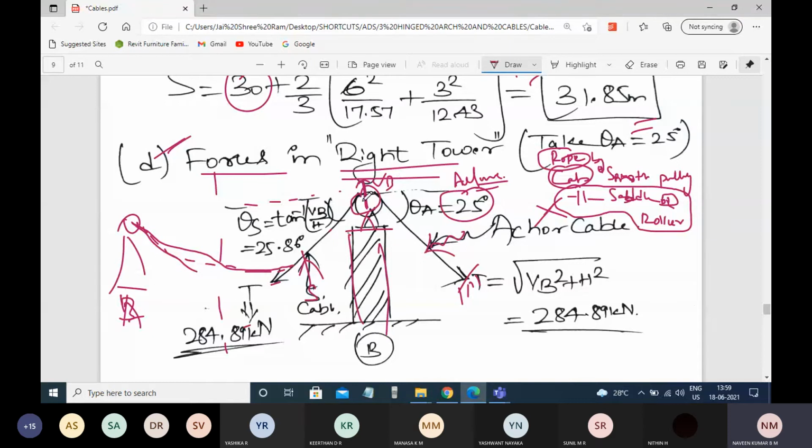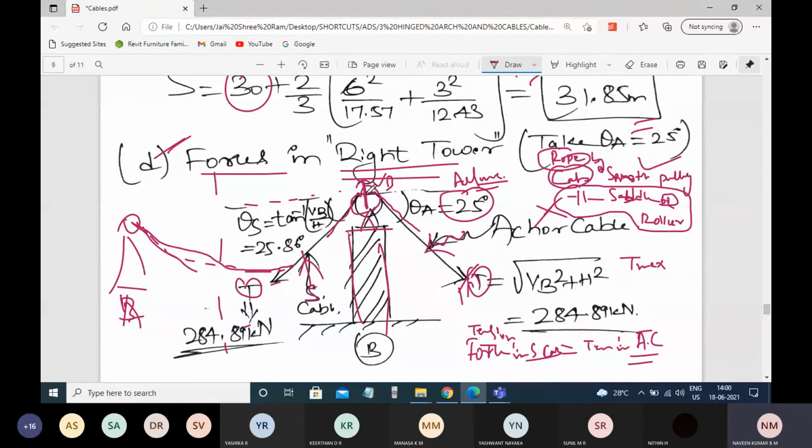Similarly, as we mentioned, in case of a smooth pulley, the force in the suspension cable and the force in the anchor cable remain the same. That is the tension force. Tension in the suspension cable and tension in the anchor cable remain the same. So here is T, and here again is T. So what is T? T equals T max.